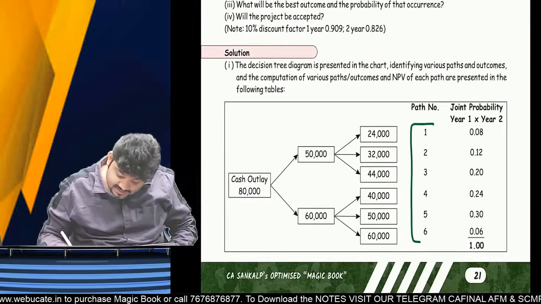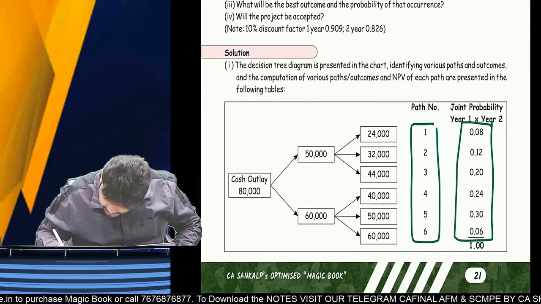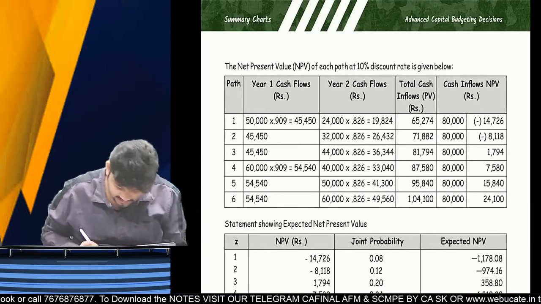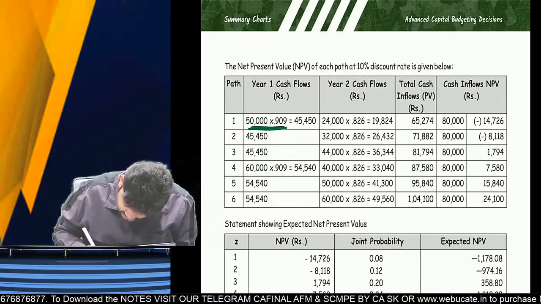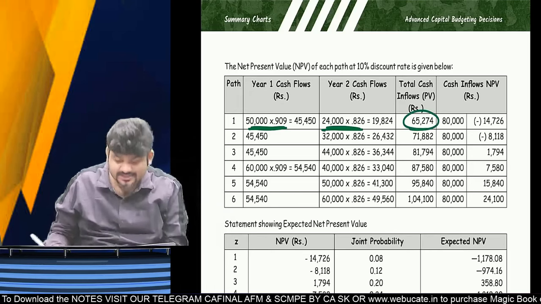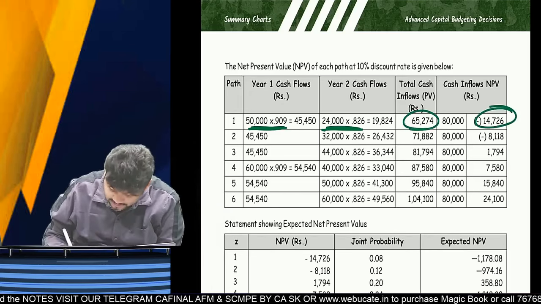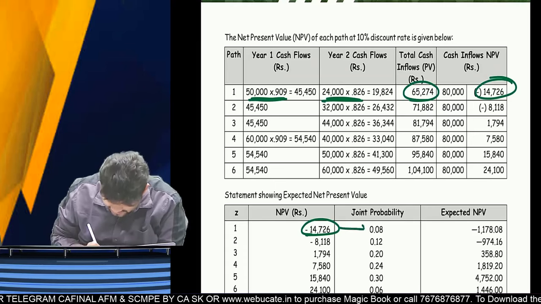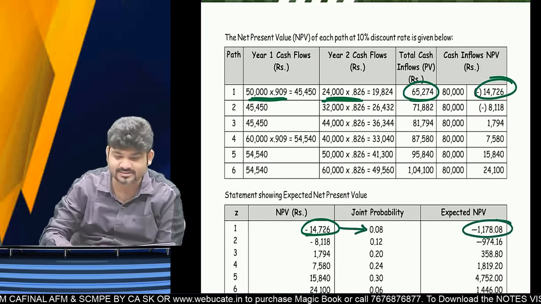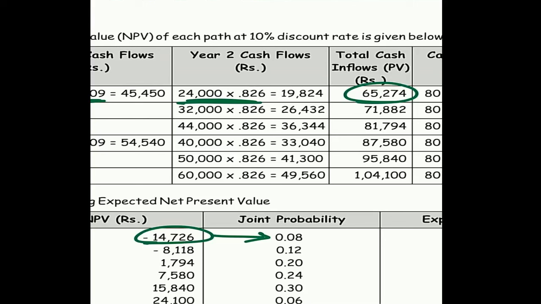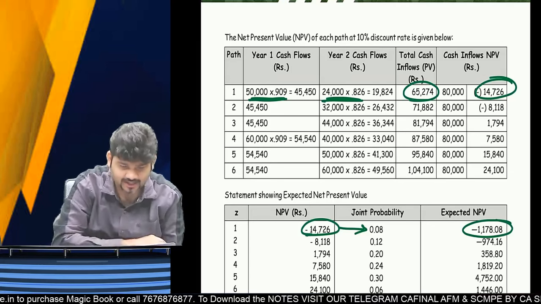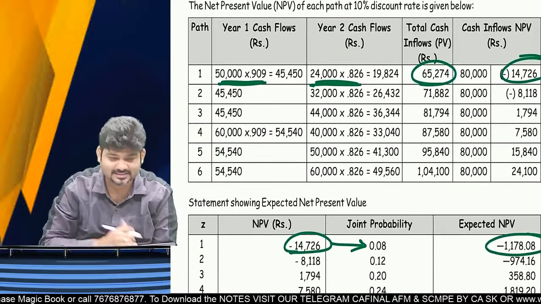See here, these are the paths that are possible, 6 paths and their joint probabilities. And this will be used to calculate the net present value. So first, 50,000. Then 24,000, total cash inflow 65,274, cash outflow is always going to be 80,000. So this is your net present value, 14,726. What is the probability that it will be 14,726.08? And the answer is 1,178. Are you clear, everybody? Same way for all the other paths.